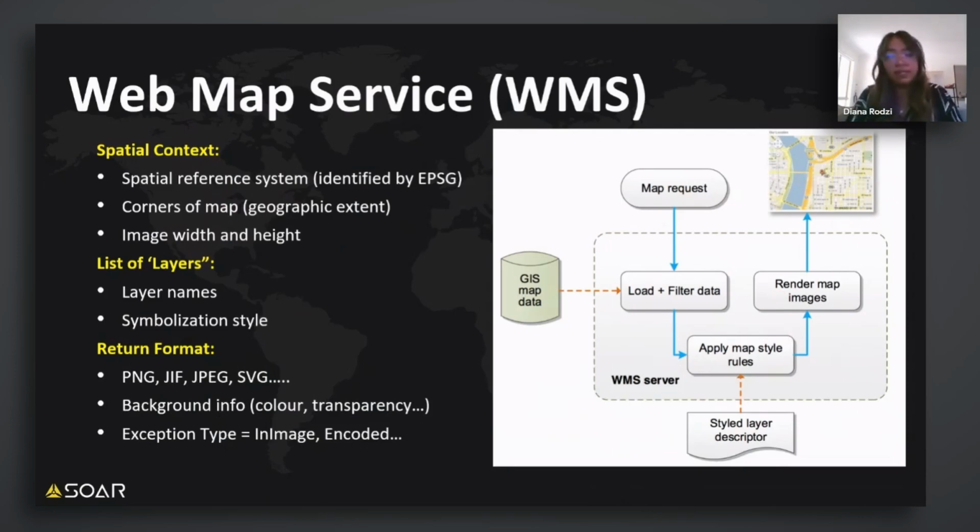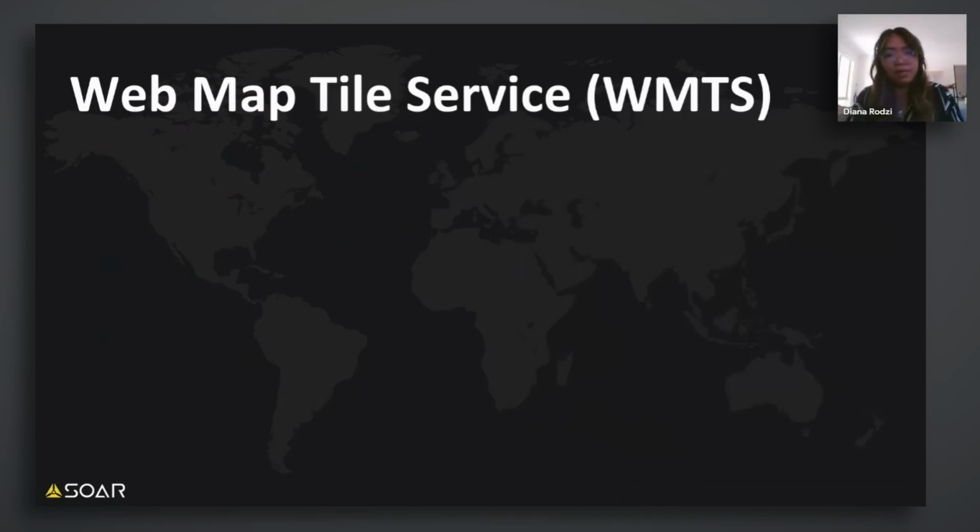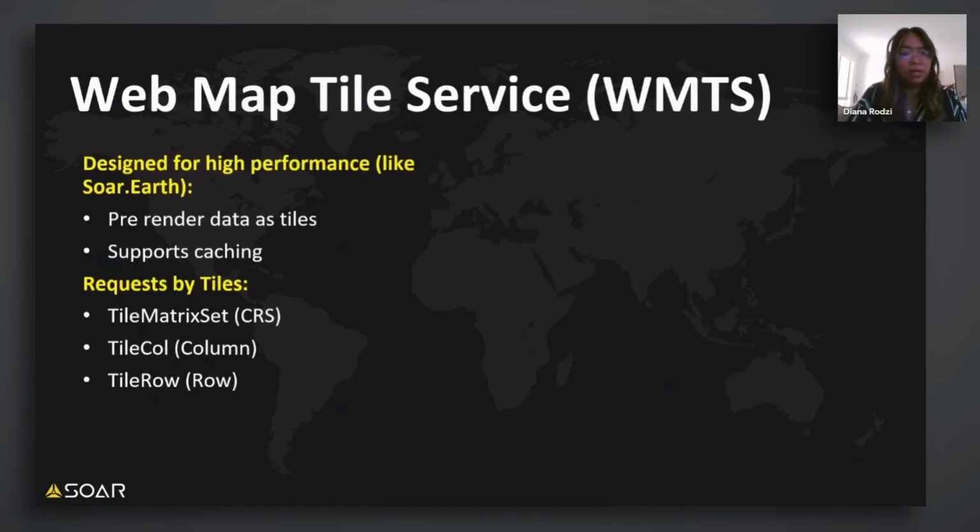Now, the next form of data visualization is a web map tile service. And that's what we are quite familiar with, especially on Soar. A tile service is specifically designed for high performance. On something like Soar, where people are zooming in and out all the time, requesting data all the time, it needs to be able to handle that speed of processing. That's why a tile service would be more beneficial on Soar compared to a normal web map service.